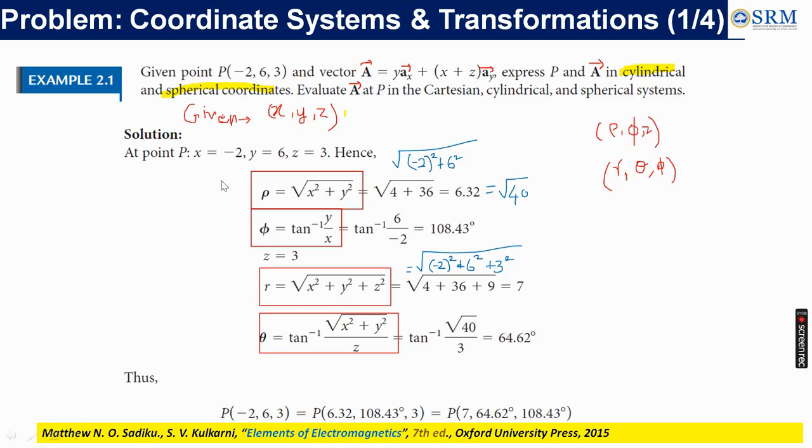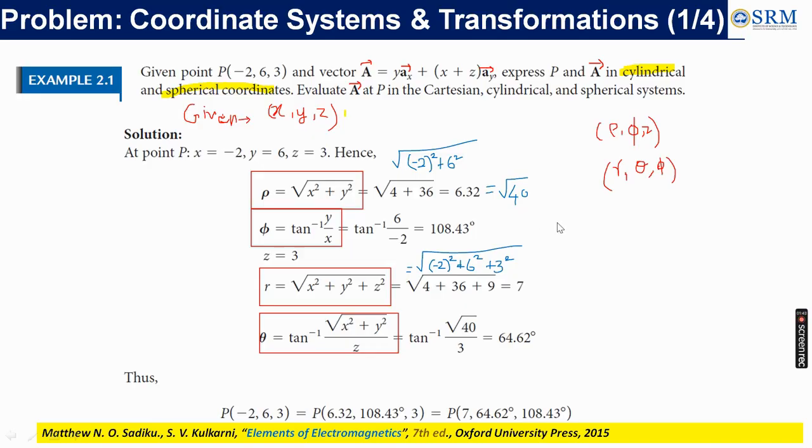We know from the cylindrical coordinate system, rho is equal to root of x square plus y square. Putting the values, that is minus 2 the whole square plus 6 the whole square, we will get the answer as 4 plus 36, that is root of 40. Whereas the phi angle is given by tan inverse of y by x. So tan inverse of 6 by minus 2, the answer will be tan inverse of minus 3.